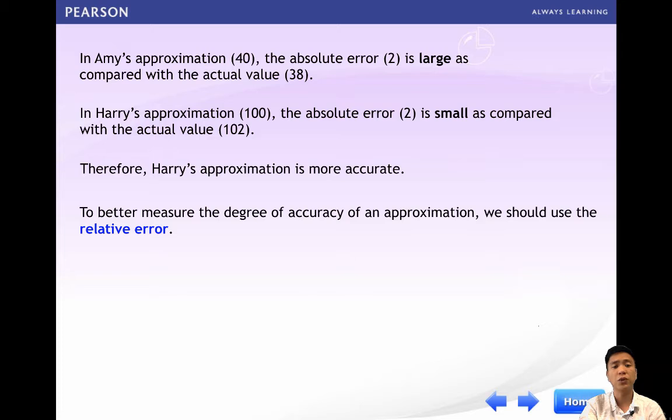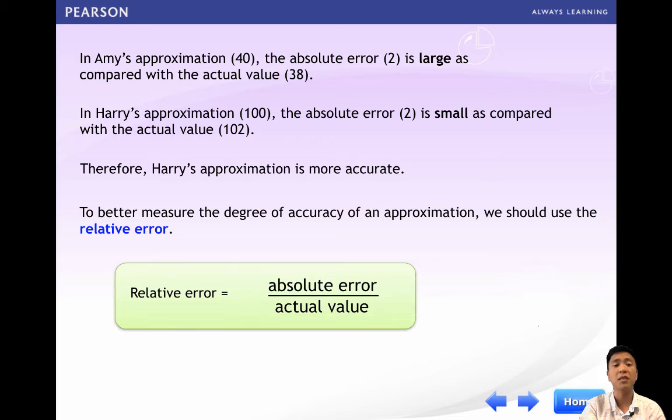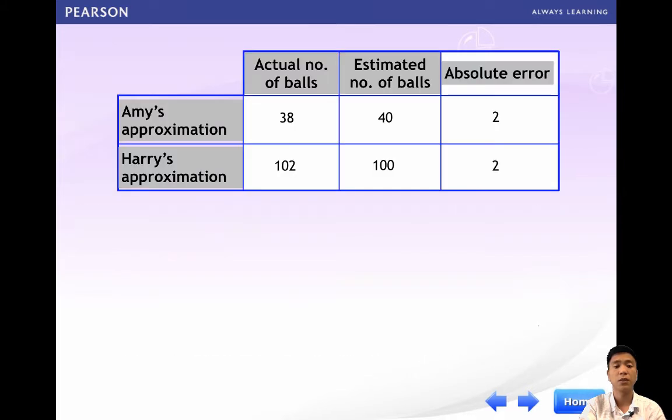Then we should try to measure the degree of accuracy of the approximation, and we use a term called relative error. The relative error means the absolute error over the actual value. So this is the relative error. Remember that relative error does not have any unit. It is just a value.